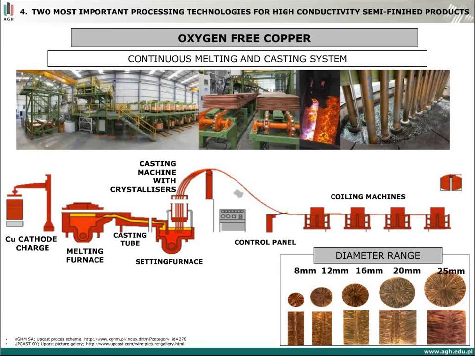On the slide, you can see the technology scheme. It starts from the melting of high purity copper cathode, and in the next main step, molten metal is crystallized in the casting machine to the desired gauge. In the lower right part of the slide, you can see cross sections of continuously cast wire rods with different diameters, different gauges. The smaller ones are intended for drawing wires, and the larger ones are mainly intended for drawing trolley wires or forging some connectors or clamps.